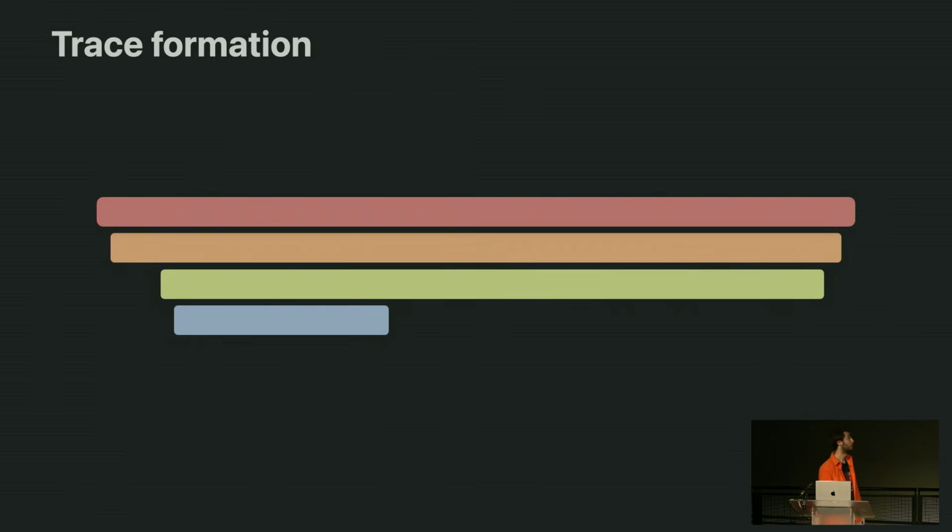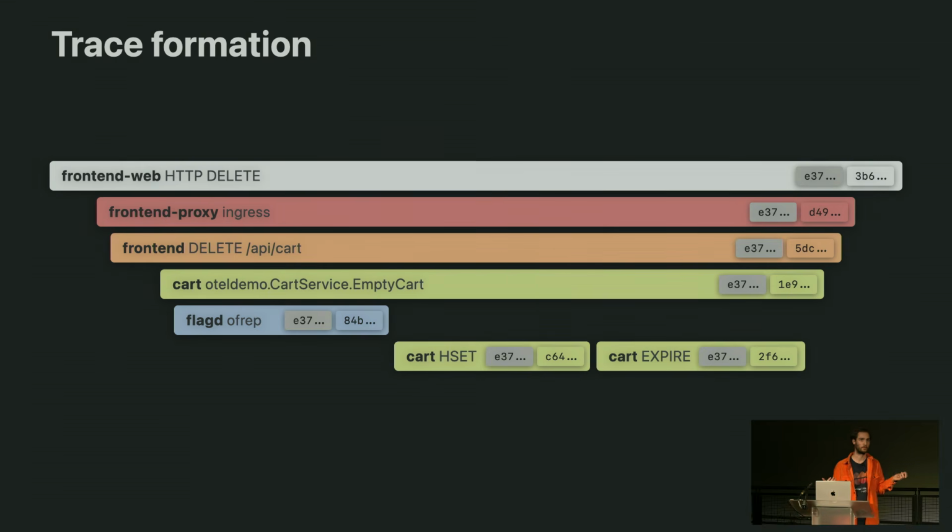Observability tools like Grafana can then query all spans associated with a single trace ID and create these beautiful trace diagrams out of it. And this is pretty much what we saw in Grafana just now.